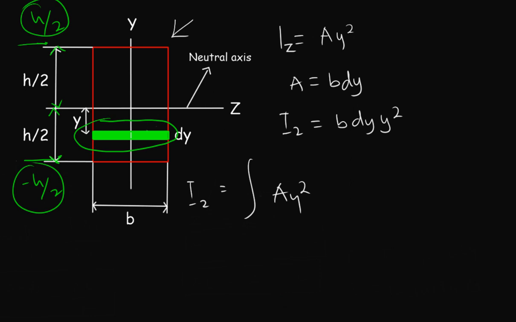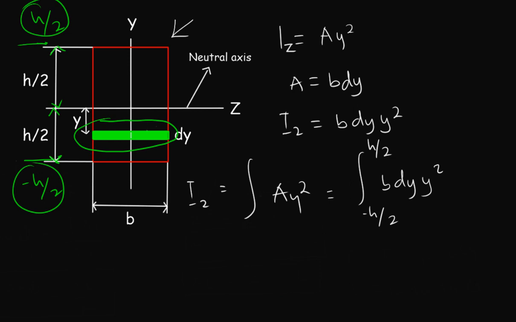You know the area to be b dy, so that would be equal to the integral of b dy times y squared, from minus h over 2 to h over 2. So let's do the integration here.